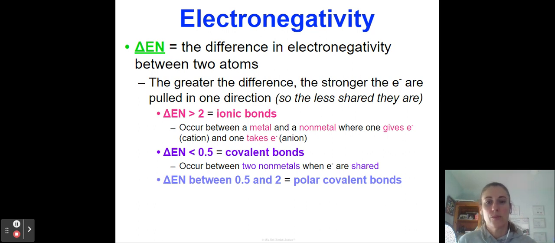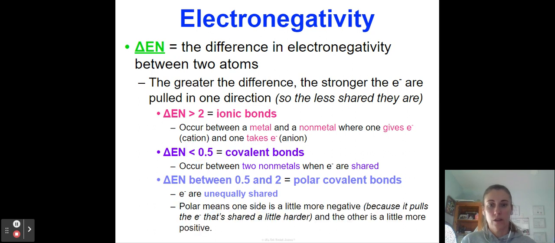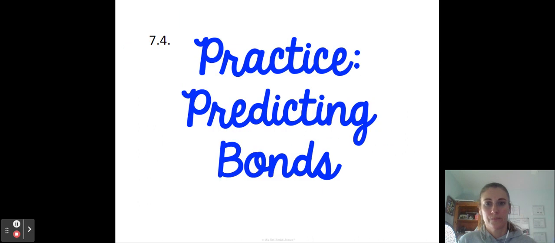So the range between 0.5 and 2 is polar, and polar means uneven. So electrons are unequally shared. One side is a little more negative because it pulls the electrons towards that side a little harder, and the other is a little more positive. So think about polar, poles, North Pole, South Pole, they're ends, and electrons are going to be pulled towards one side more than the other. And again, we'll see polarity in the next unit.